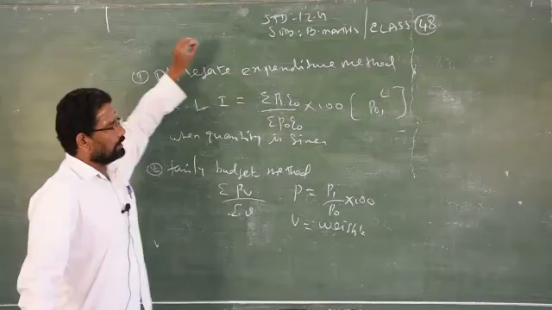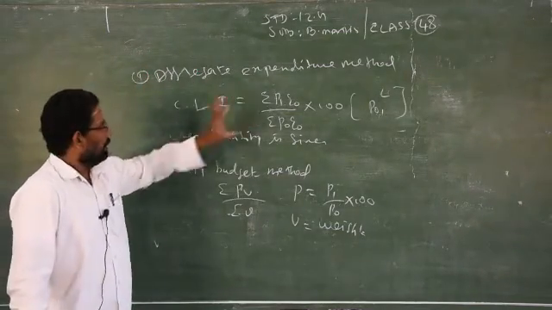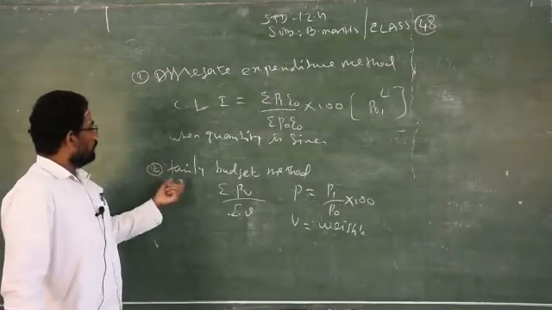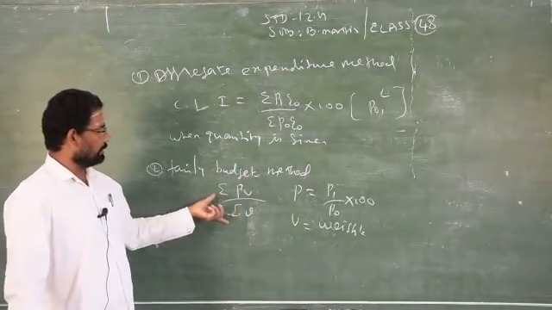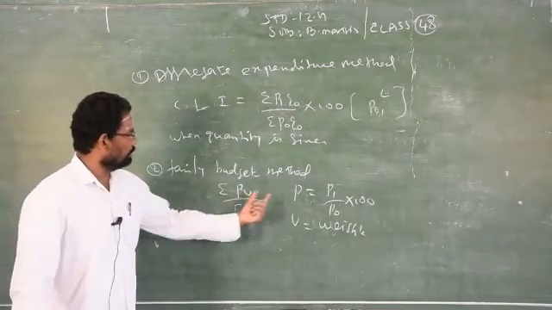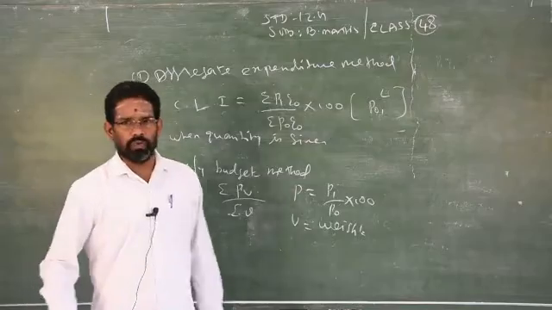So you have to use these two formulas to find CLI when the method is mentioned in the question. When the method is mentioned in the question, like aggregate expenditure method, you have to follow this one. When you are asked to find the CLI using the family budget method, you have to take this formula. To find this P, you have P1 by P0 into 100. We consider V as weight. Clear?